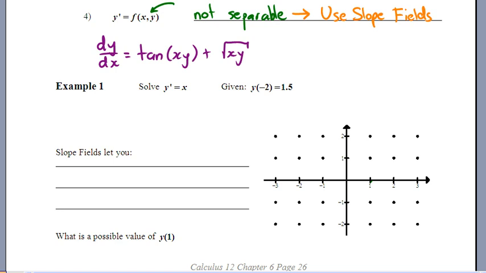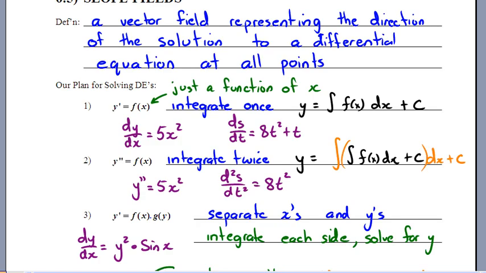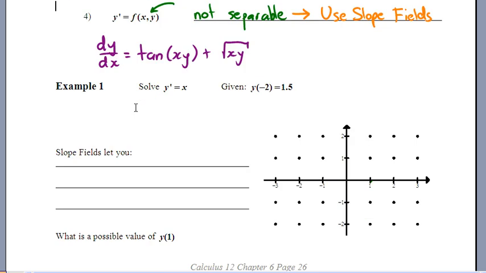I'm going to start off with one that's actually incredibly easy. I'm going to start off with this differential equation here where the derivative is just a function of x. So in terms of level of difficulty, this is a level one, where y prime is just some function of x. It's just equal to x, in fact. I really don't need a lot of help to solve this one. I can solve it in about the space that I've got right here.